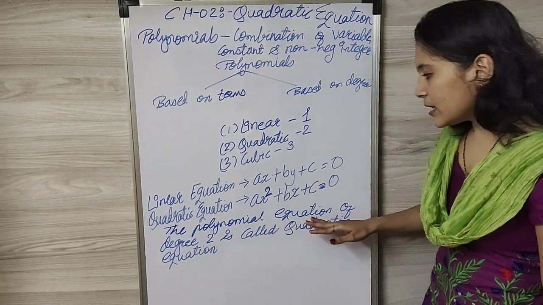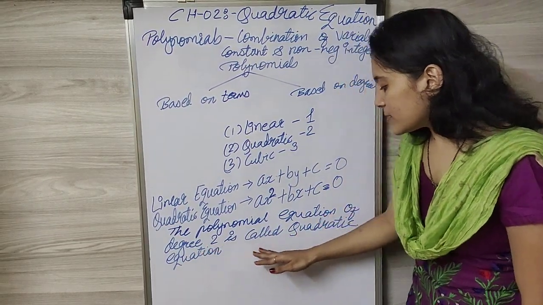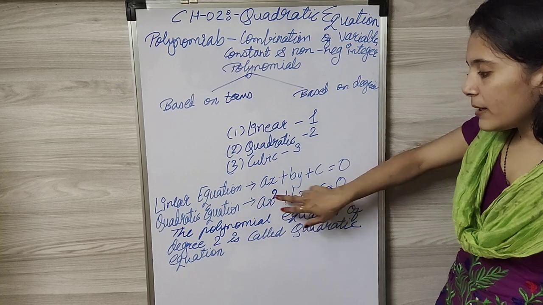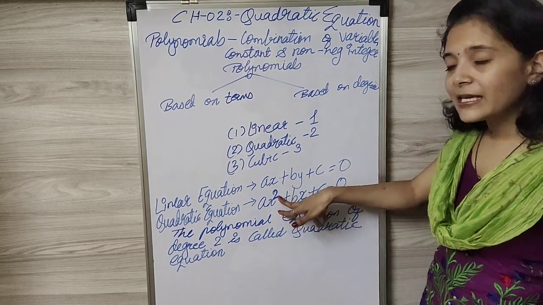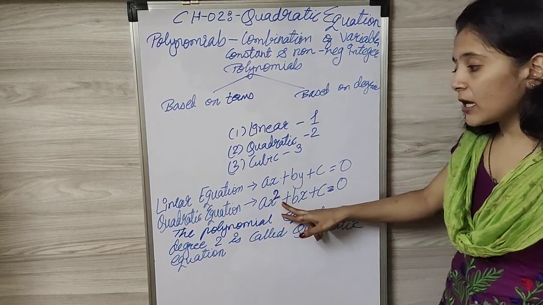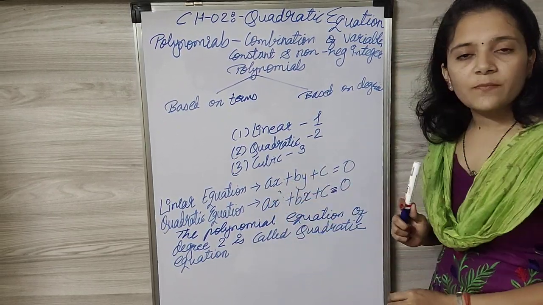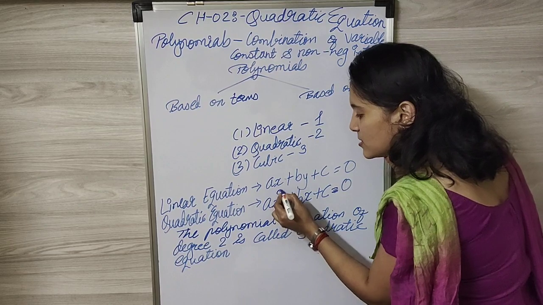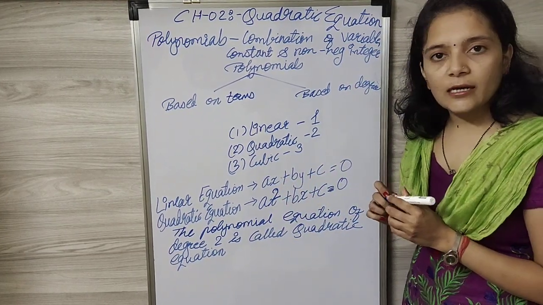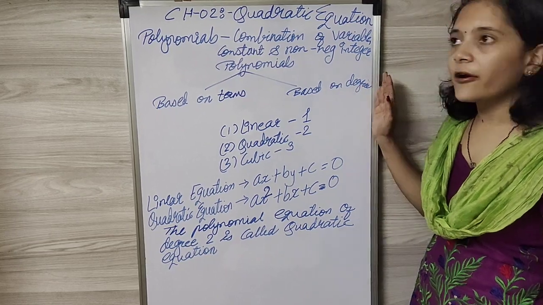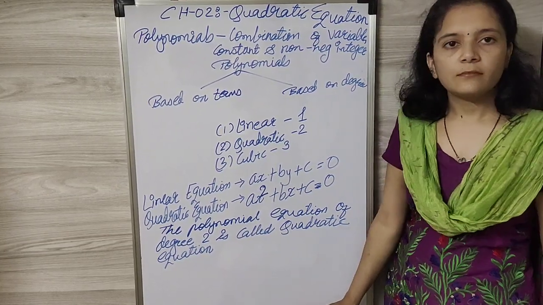The polynomial equation of degree 2 is called a quadratic equation. In the polynomial equation, the highest degree is 2, so it becomes a quadratic equation. If I erase this 2, it becomes a linear equation. The highest degree 2 becomes a quadratic equation. I think you have understood the basic points regarding quadratic equations.